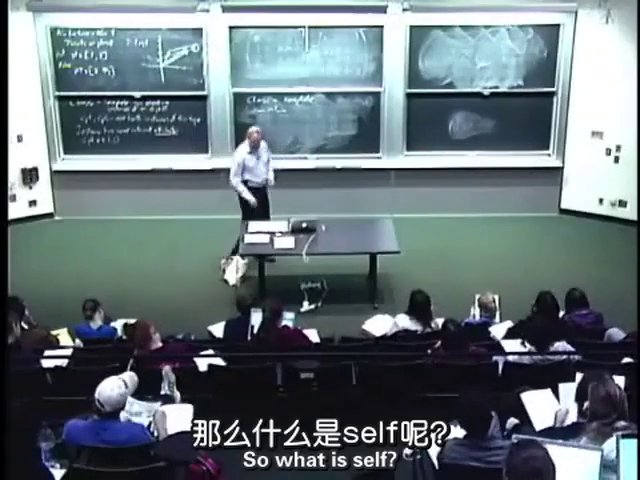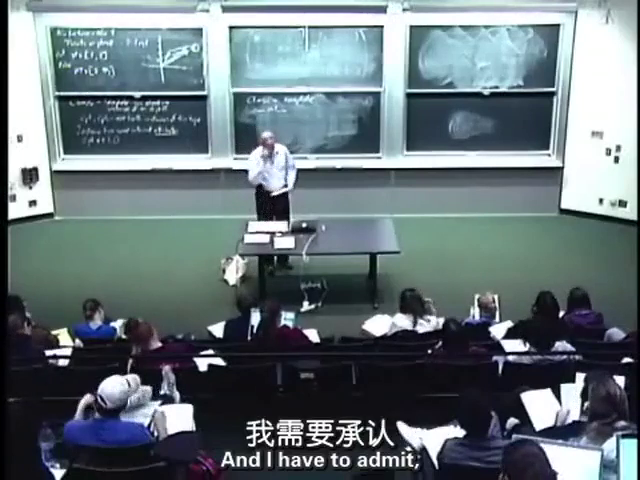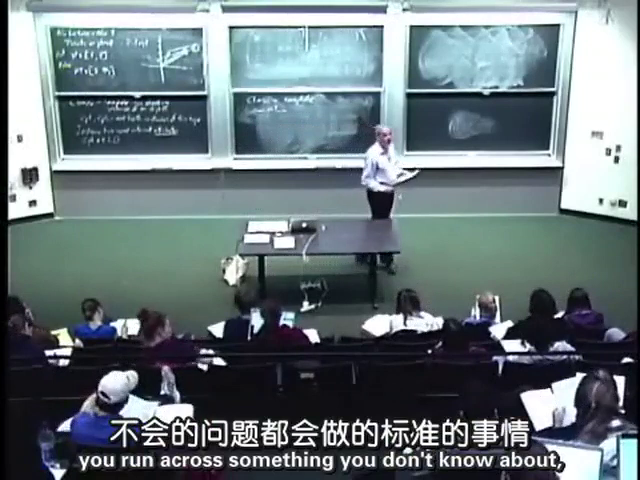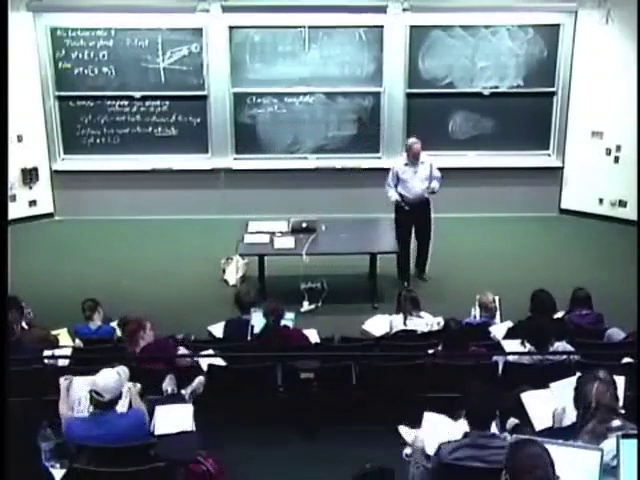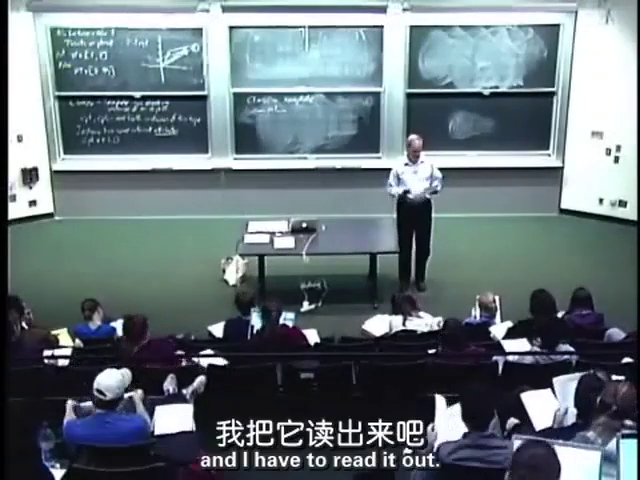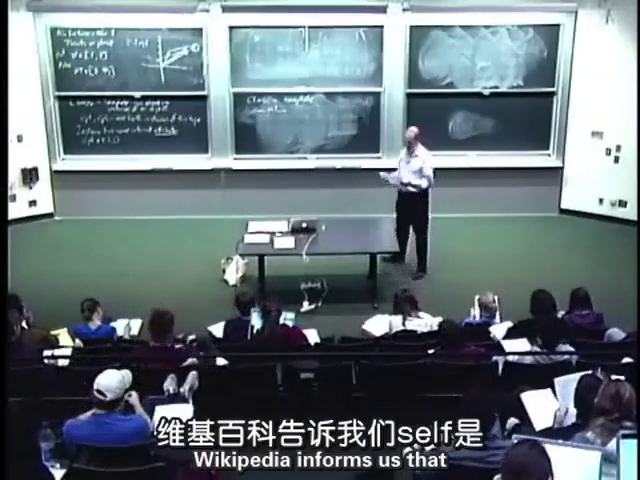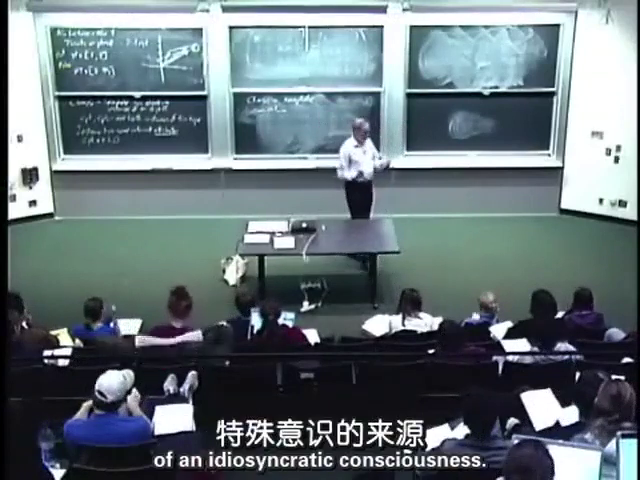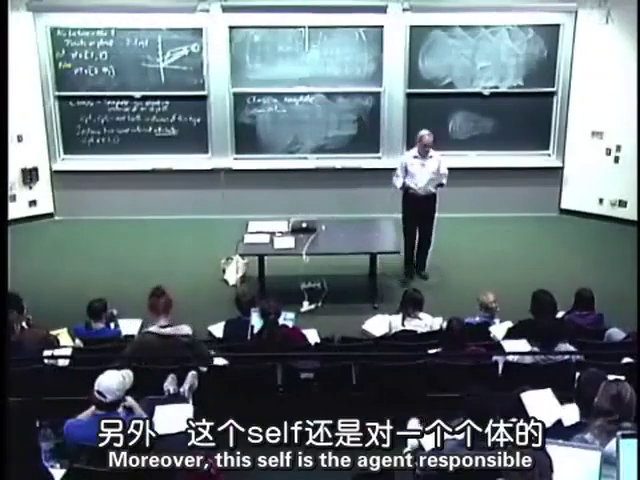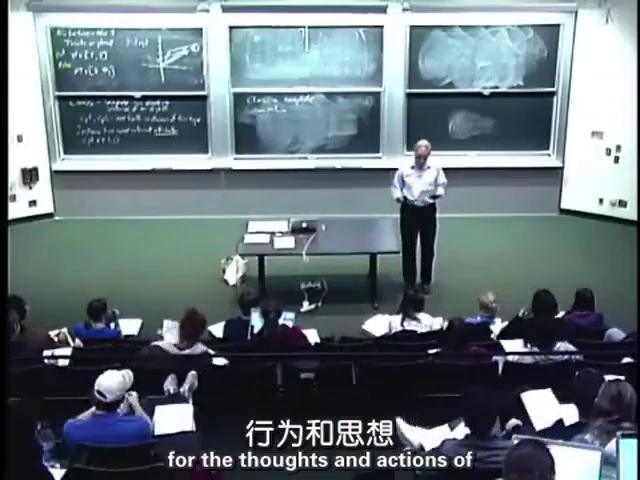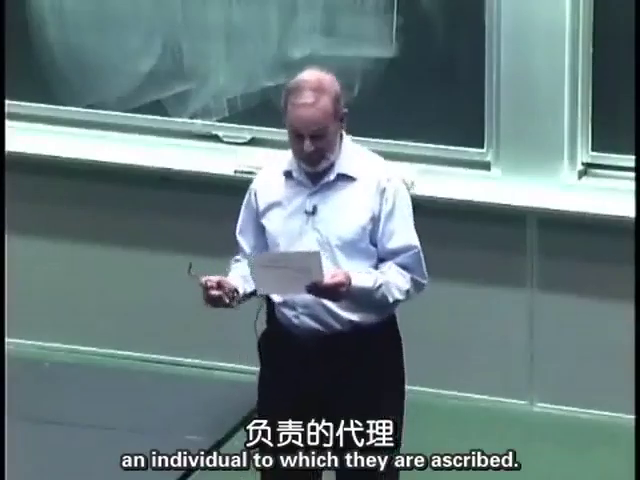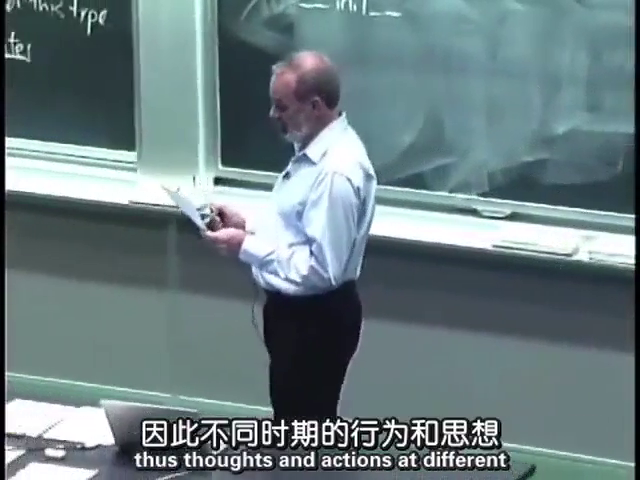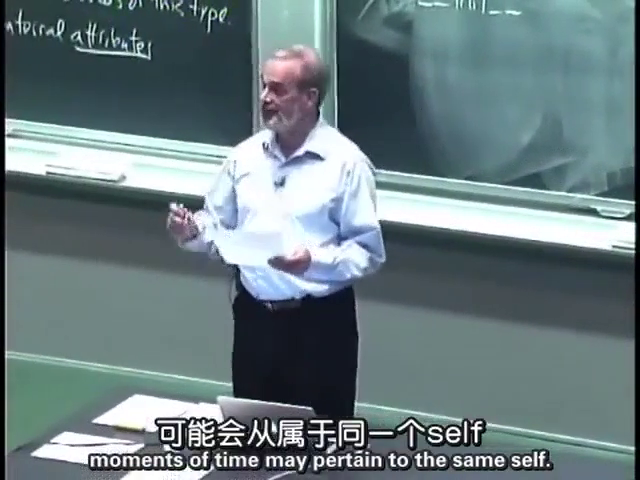So what is self? And I have to admit, I did the standard thing you do every time you run across something you don't know about. You go to Wikipedia. So I went and looked up self in Wikipedia, and I have to read it out. Wikipedia informs us that the self is the idea of a unified being, which is the source of an idiosyncratic consciousness. Moreover, this self is the agent responsible for the thoughts and actions of an individual to which they are ascribed. It is a substance which therefore endures through time, thus thoughts and actions at different moments of time may pertain to the same self.